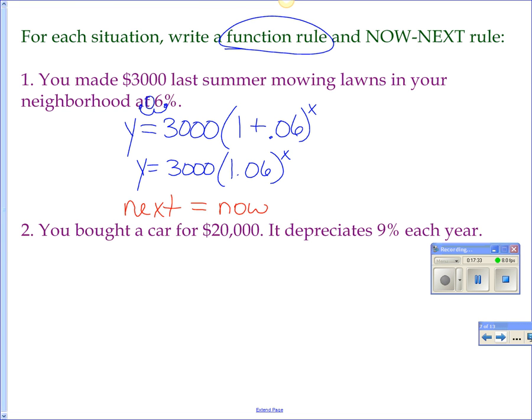So let's say right now I have $3,000. That's what I have right now. What am I doing with this? Am I adding it or multiplying it? I'm multiplying it by 1.06. So that's all you have to do. Next equals now times 1.06. That's all you have to do for a next equals now rule.